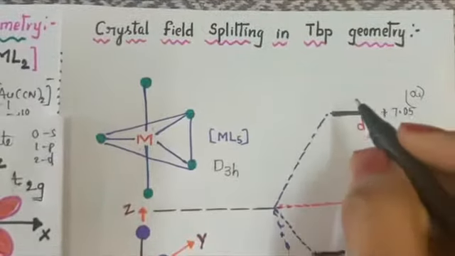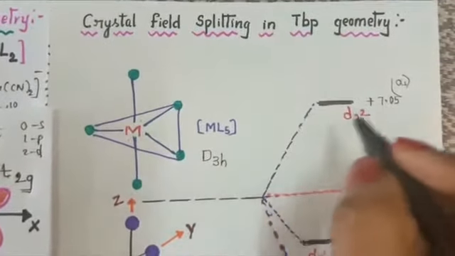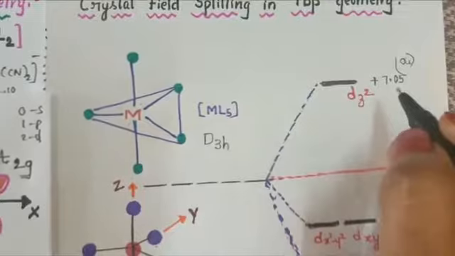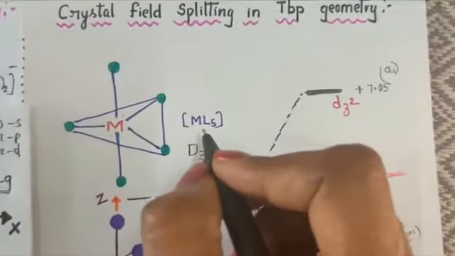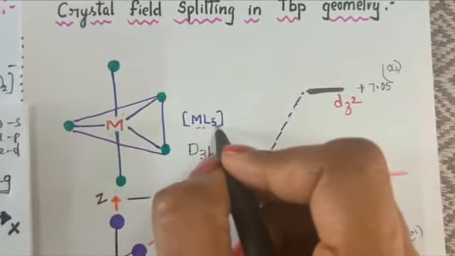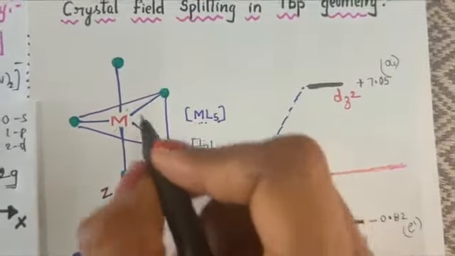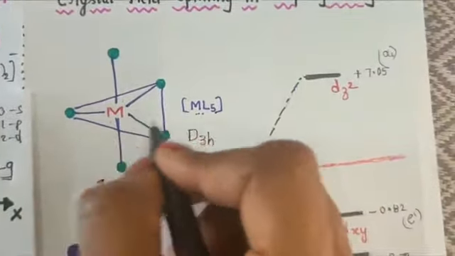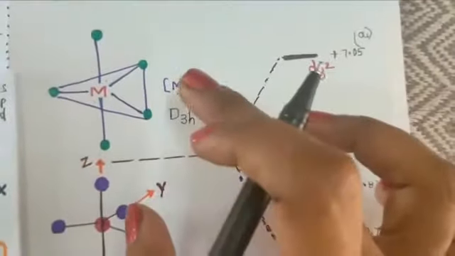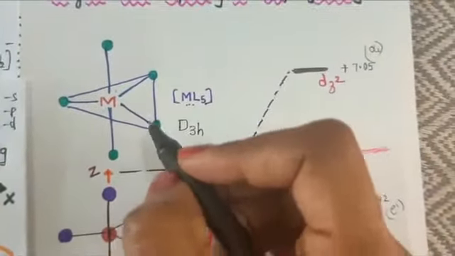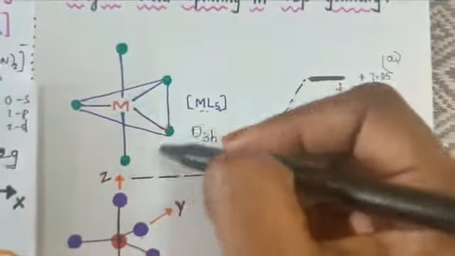Hello students, today in class we will discuss crystal field splitting in trigonal bipyramidal geometry, where the general formula is ML5. You can see the point group for this is D3h, which means it has 3 ligands located in the horizontal plane.